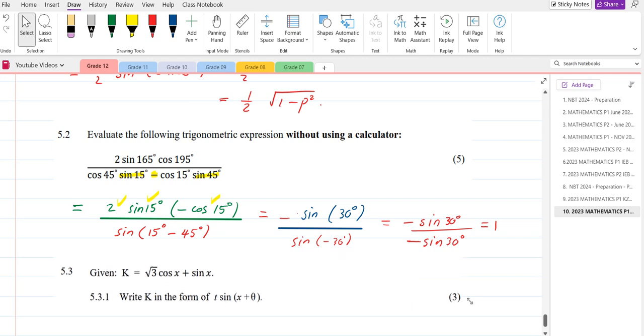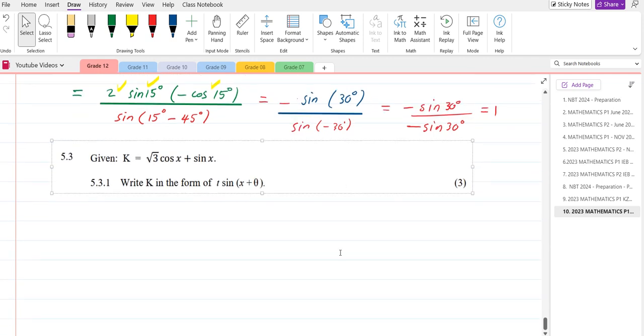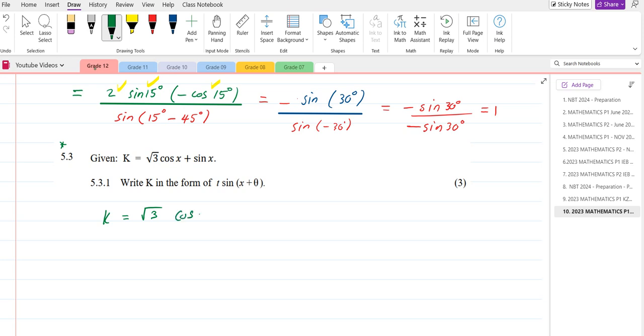Okay, so this looks like a difficult problem, right? So let's asterisk this. Given k is equal to root 3 cos x plus sine x, write k in the form t sine x plus theta. So that gives me a nice hint, because that can be sine x, start with sine. If you expand this, you're getting sine cos, cos sine. So let me start with k. K is equal to root 3 cos x plus sine x.